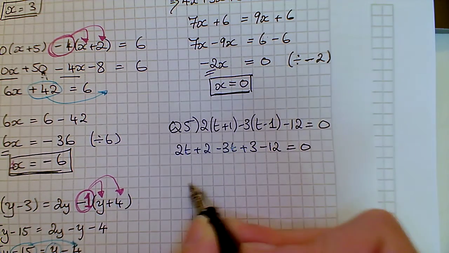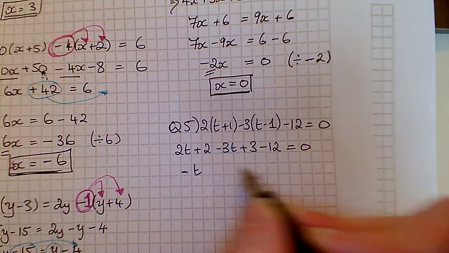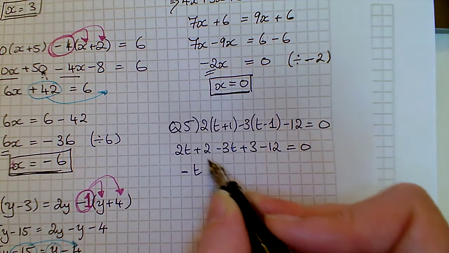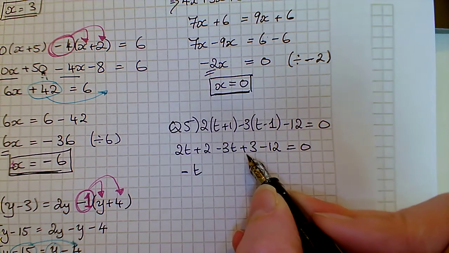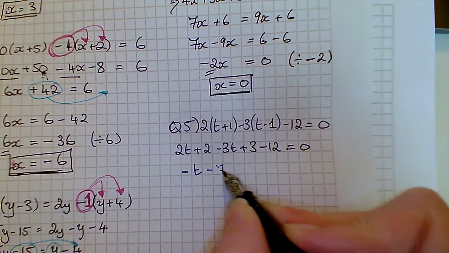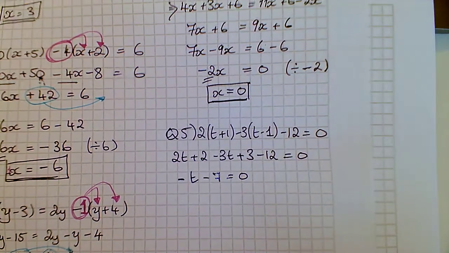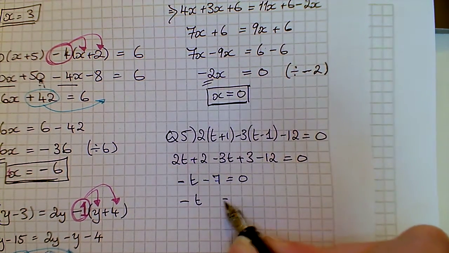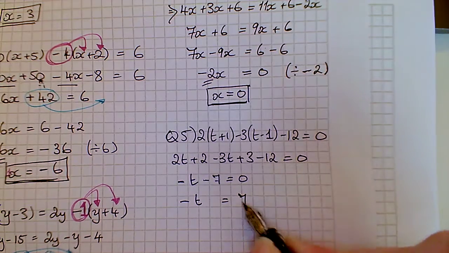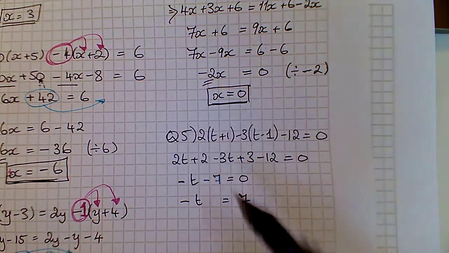Simplify. 2 take 3 is minus 1, minus t. 2 plus 3 minus 12. So 2 plus 3 is 5. 5 minus 12 is minus 7, equal to 0. And then letters left, numbers right. So this letter stays where it is. This number moves over here and becomes positive. I'm adding 7 to both sides.